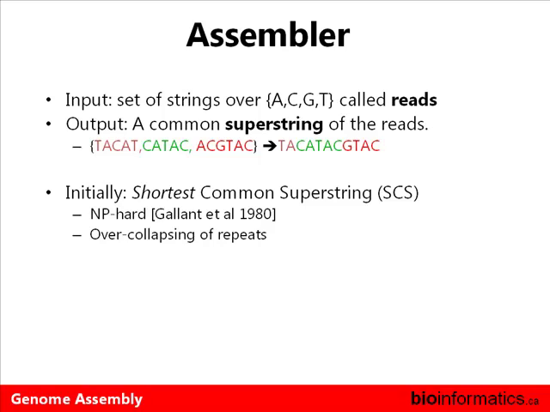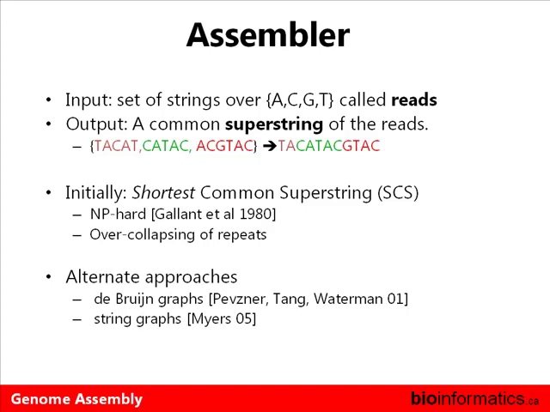because it leads to something called over-collapsing of the repeats. Imagine that you have some segment which is present in the genome multiple times. There is absolutely no reason for you to use it multiple times in building the shortest common superstring. Hence, you will get many copies of the repeats collapsed into a single location. So this was the earliest approach to this, and it turned out to be exactly the wrong thing to do.